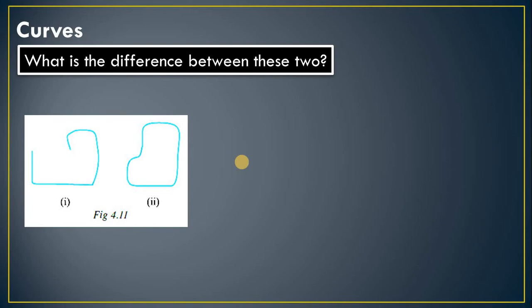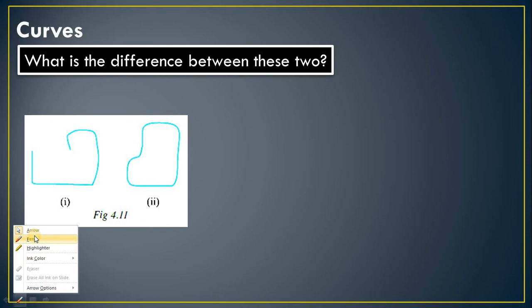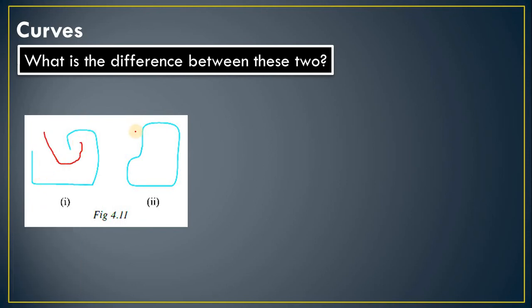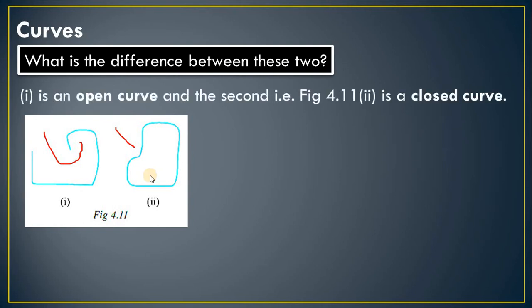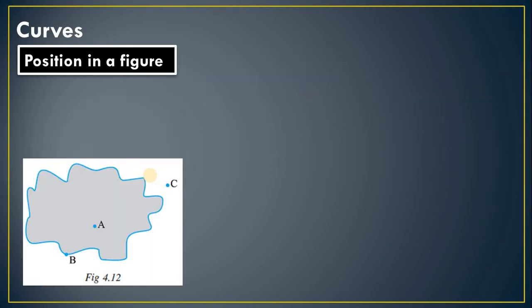So what is the difference between these two? This one is closed. You see there is no window, or you can say no door is there. So it is closed, and here it is open. Here the entry part is there. Here there is no entry part. Everything is closed. So this is the open curve, and this is the closed curve. The first one is an open curve, the second one is closed.